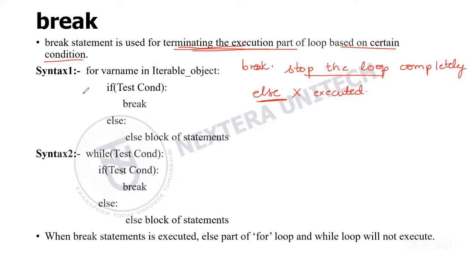And here we have the syntax of break. Inside of a for loop, this is the control variable iterating over an iterable object. Here I've given an if condition. If this condition becomes true, the break will be executed, and it will come out of the loop completely. So this else will not be printed anymore, and this for loop else also won't be printed. It will just come out of the loop.